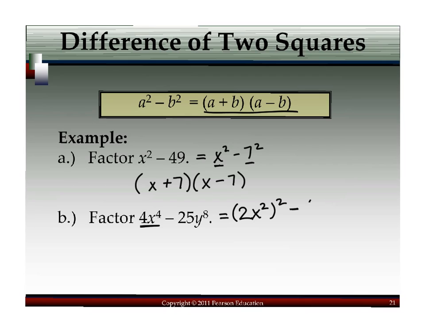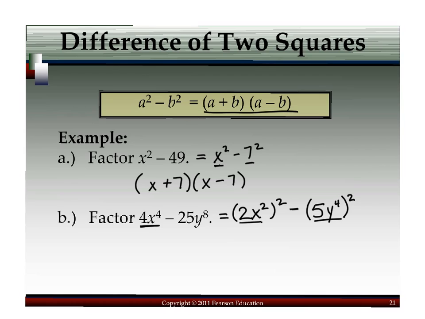Okay, now let's do minus 25y to the 8th. I'm going to rewrite that as something squared. So 25 is 5 squared. And then y to the 8th is y to the 4th squared. So there we go. This right here is my a, and this is my b, and I'm going to split it out into this factoring pattern that is up here, this formula.